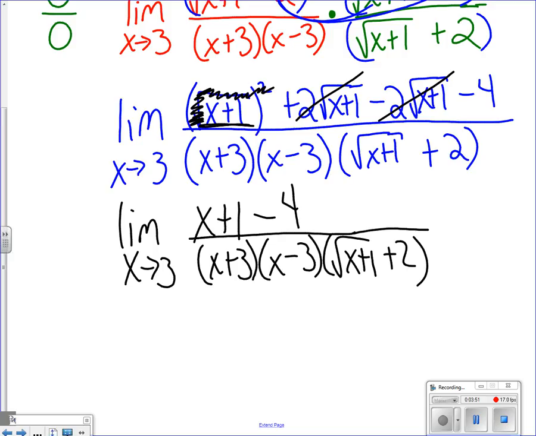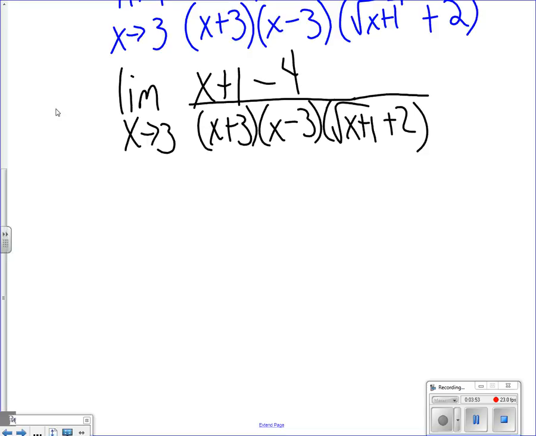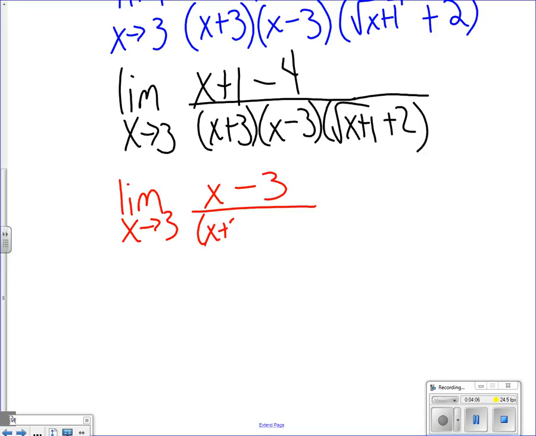And just cleaning this up a little bit more, we end up with the limit as x approaches 3 of x minus 3 all over x plus 3 times x minus 3 times the square root of x plus 1 plus 2. And this is really why I didn't want to distribute that bottom, because right now we can actually see that, hey, these x minus 3's can end up dropping out.